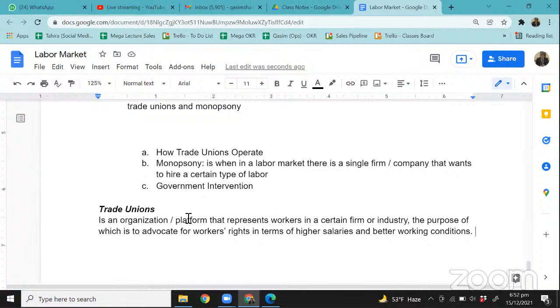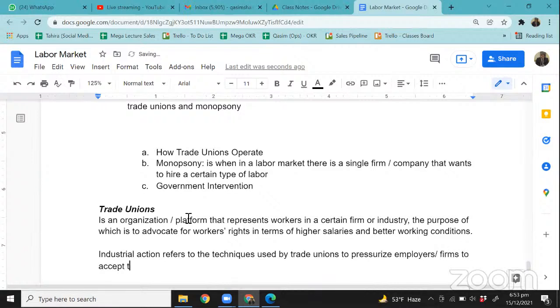And that is known as these methods that they use, by the way, which includes going on a strike, which includes protesting, which includes a few other techniques that I'll discuss in a bit. These are known as industrial action. So, industrial action refers to techniques used by trade unions to pressurize employers, firms, to accept demands, right?